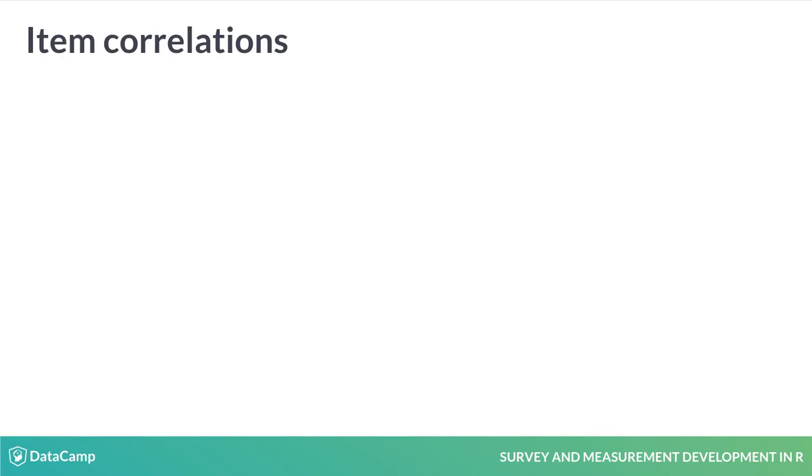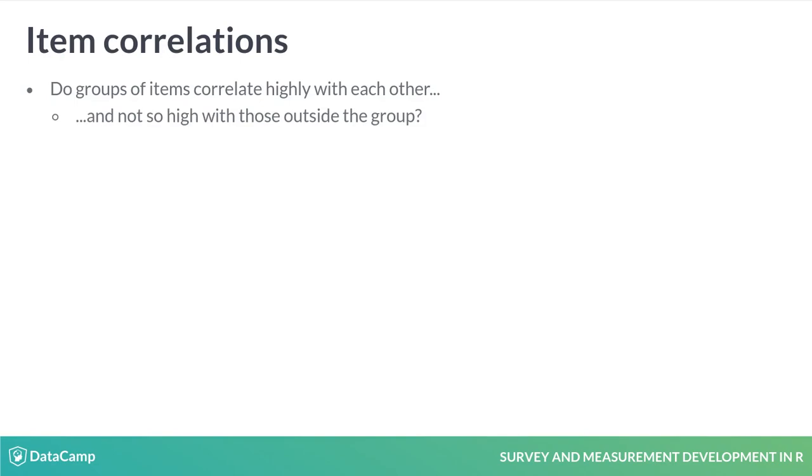Finally, item correlations. We want to find groups of items that correlate highly with each other, but not so highly with items outside their group. We'll cover exactly what this means and why we want this in the next chapter, but first, let's learn about how we can check for it.